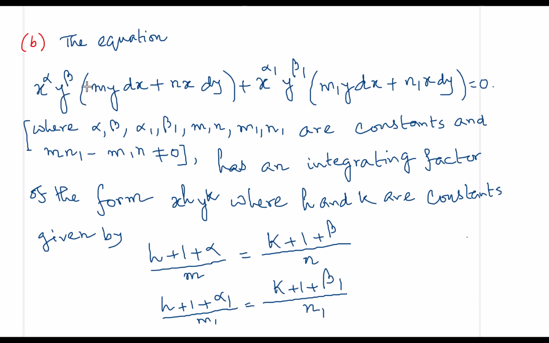When the equation is of the form like this and mn1 minus m1n is not equal to 0, then the integrating factor will be of the form x to the power h y to the power k, where we can solve this equation for h and k and we get the unique solution. Because mn1 minus m1n is not equal to 0, as we have assumed, that's why we get the unique solution for h and k.